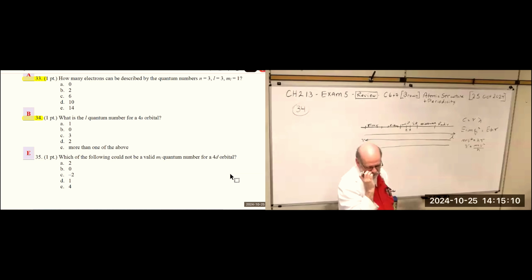What's the L quantum number for a 4s orbital? Well, L for s, p, d is 0, 1, 2. So the number L for an s orbital is 0.